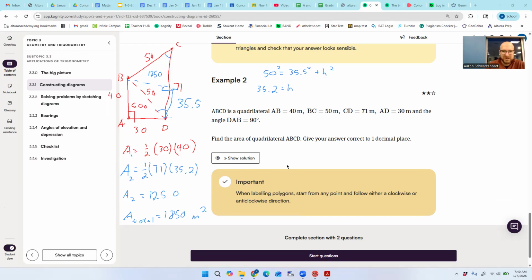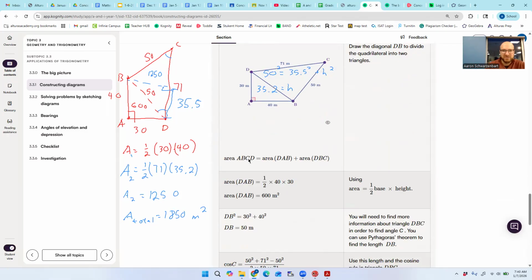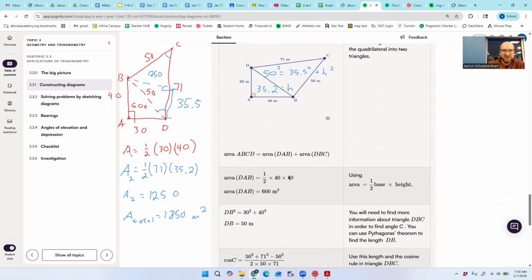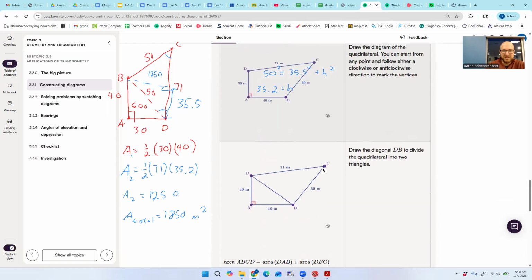Important when labeling these polygons, A, B, C, D, A has to follow B, then C, D. And it doesn't matter which way you go, clockwise or counterclockwise, just so you choose one. Yeah, they totally did the reverse, and totally got the same answer.